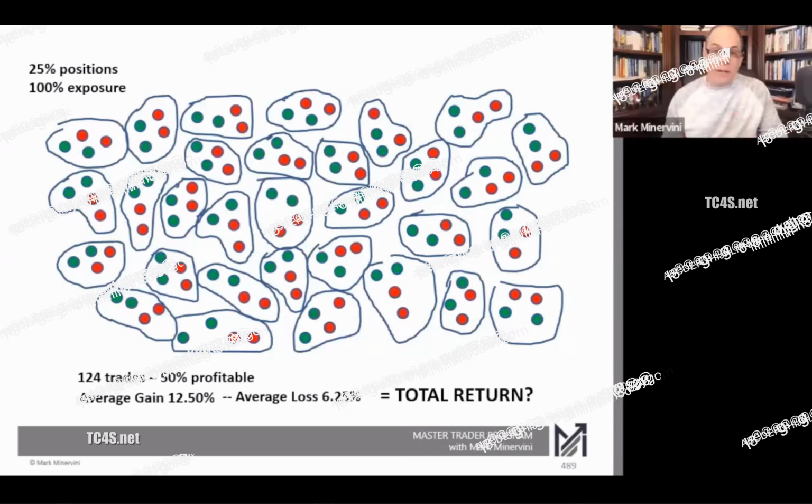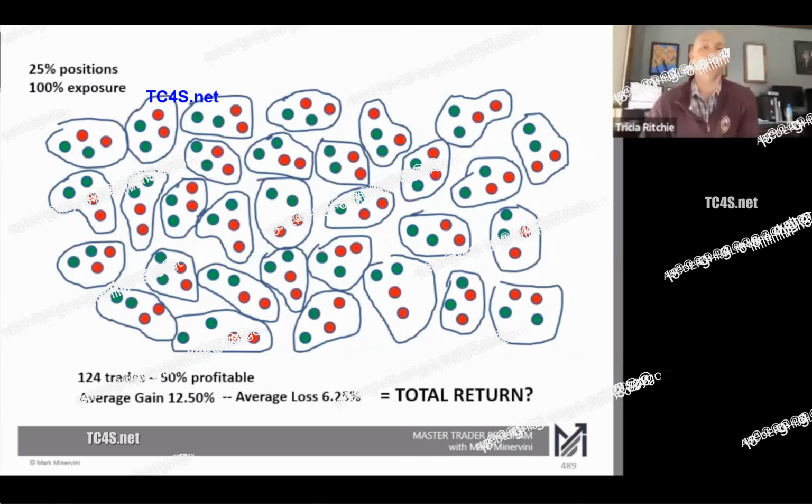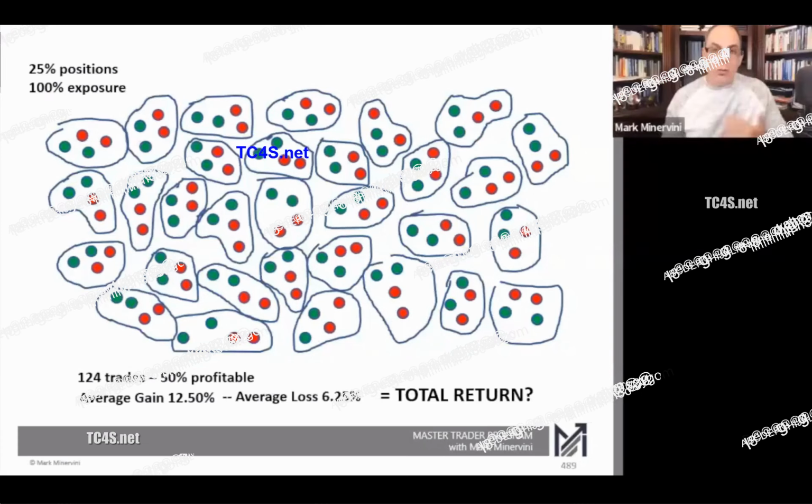So now with the same exact position sizing, 25%, but going fully invested, having the same 124 trades, 50% profitable, average gain 12.5, average loss 6.25. What is your return now? That's the question. What is your return now? Mark, what would the return be now that we've moved up to 100% exposure? It's going to be the same. How could that be? We've quadrupled our exposure. Well, here's the thing.